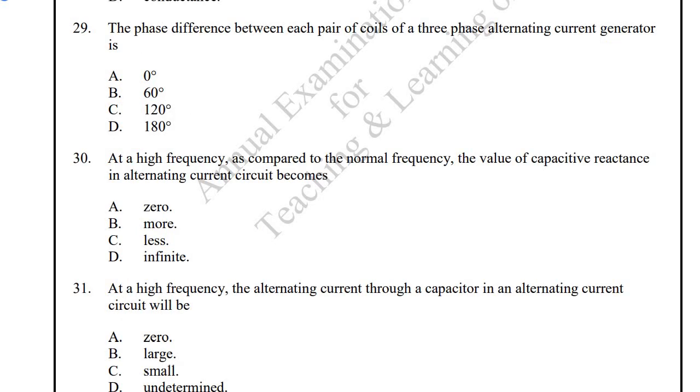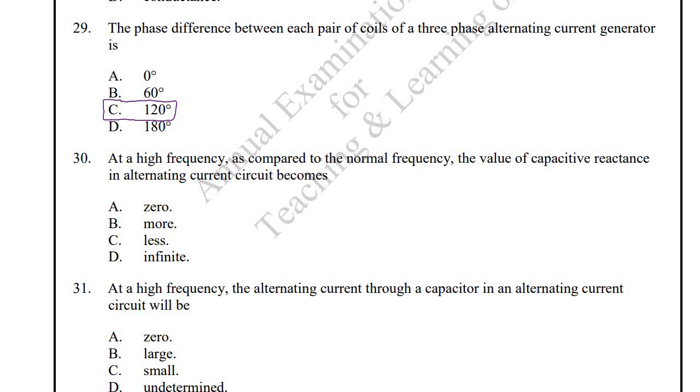Let's see question number 29. The phase difference between each pair of coils of a three-phase AC alternating current generator is 120 degrees, because in a three-phase AC generator we have three coils rather than a single armature, and these three coils are placed such that the angle between them is 120 degrees.